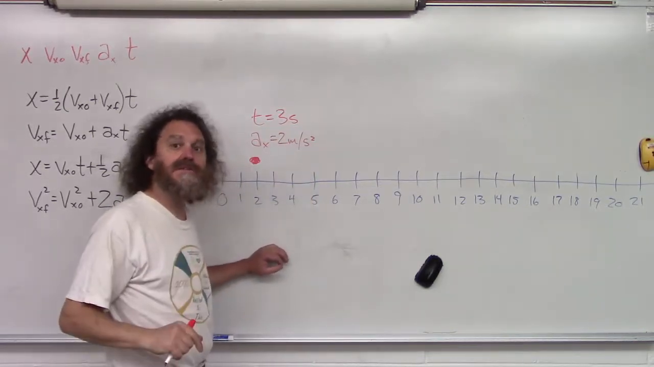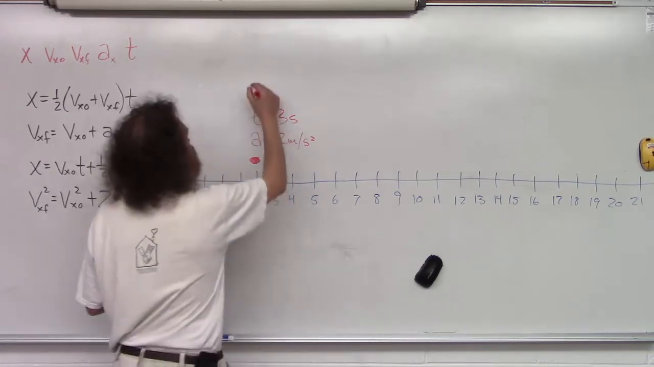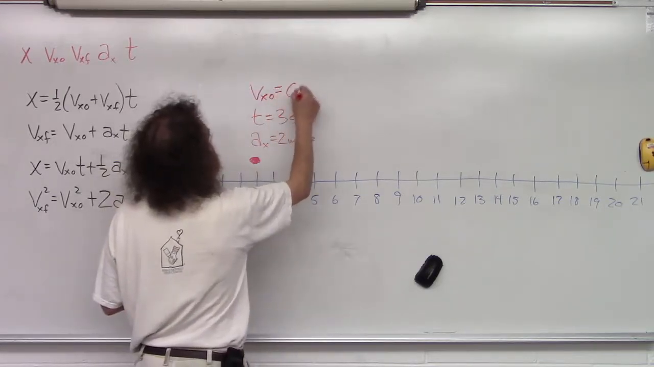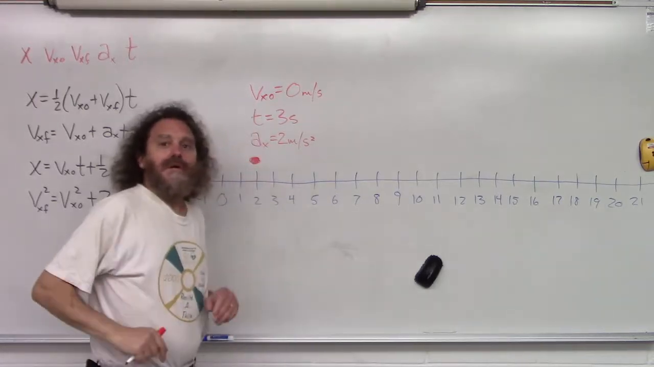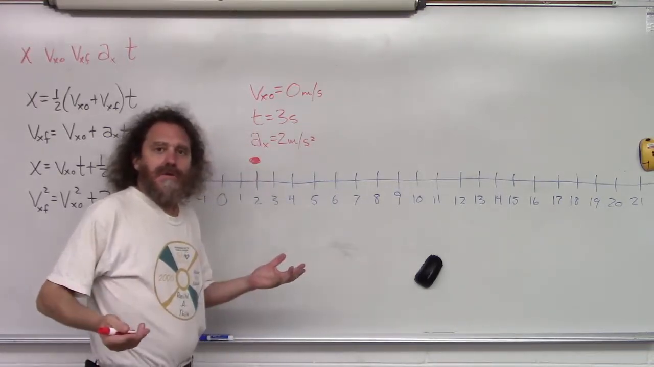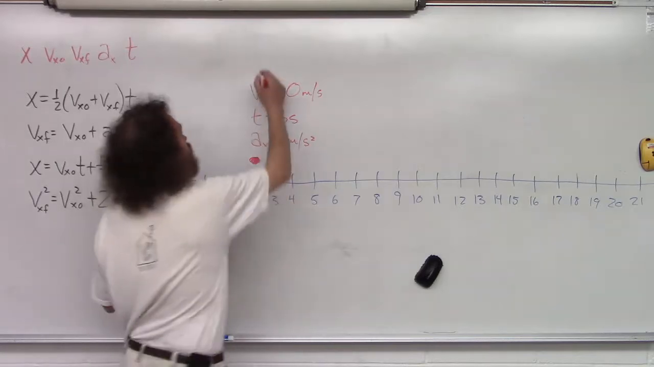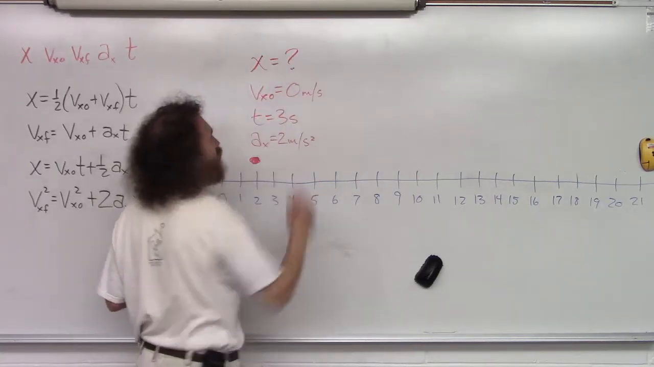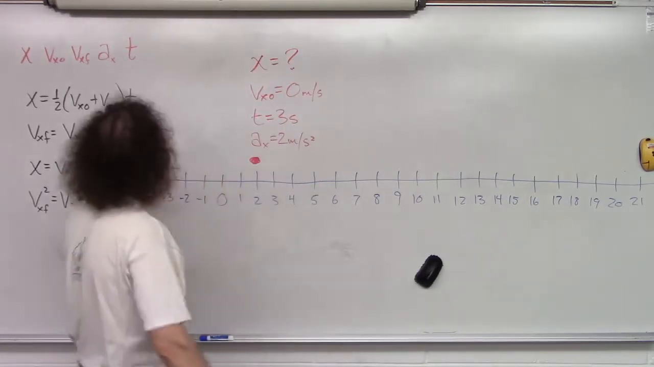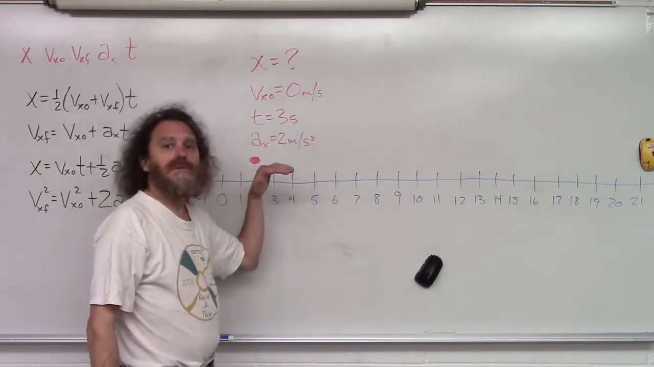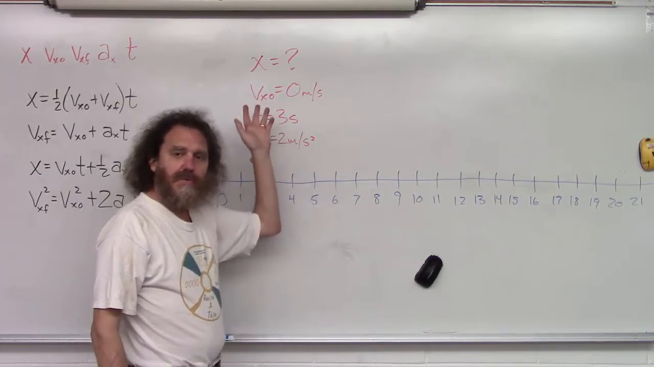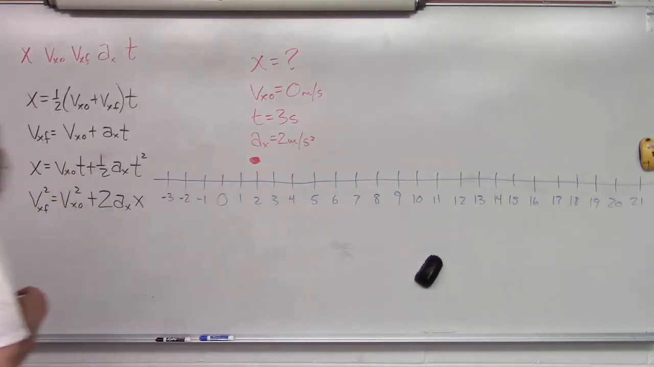Right, and what else do we know? Well, I said it's initially standing still. That means Vx naught is 0. Right? And what do we want to know? Well, I asked how far will it have gone after 3 seconds? X is what we want to know. So we have to find one of these equations that contains those 4 variables. 3 are the ones that we know, and the 4th we want to find out. So which equation can we use?